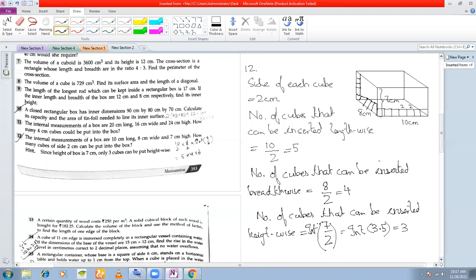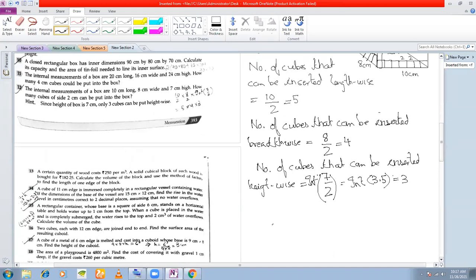And what is the integer part? 3. Because for 0.5, you will not be able to insert the entire cube. Half of the cube will be popping out of the box. So therefore, you can insert only 3 cubes. If you try to insert 4, it will come out of the box. So that is why only the integer part of 7 by 2. So hence, what is the total number of cubes that can be inserted?